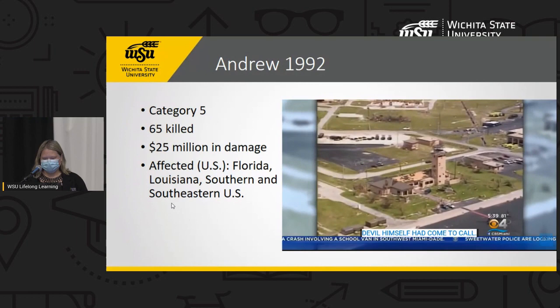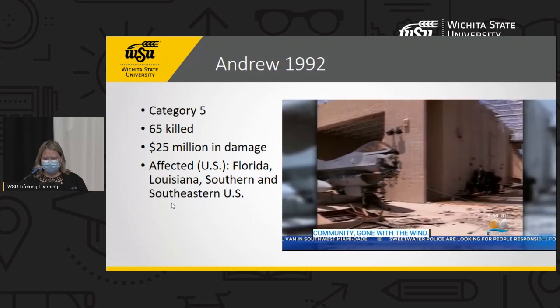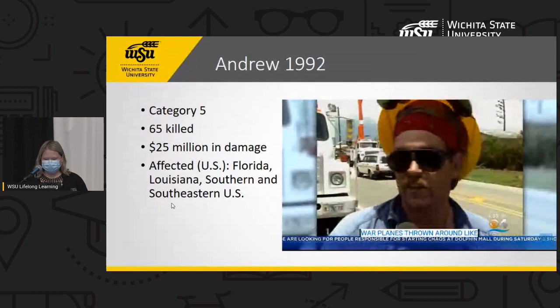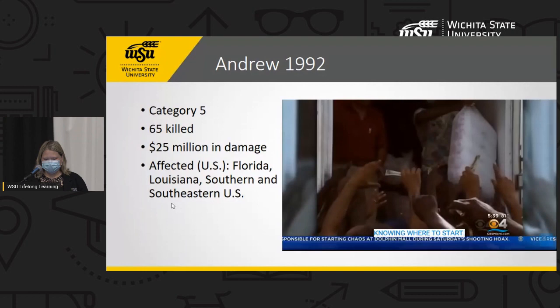Homestead Air Force Base, the economic jet engine of South Dade, was demolished. Warplanes thrown around like cracked pieces from a G.I. Joe set. Utility crews came in not knowing where to start. Oh, man. This is like someone nuked this whole area. Ice and water were gold. Profiteers made a fortune on this truckload of ice that sold in minutes.